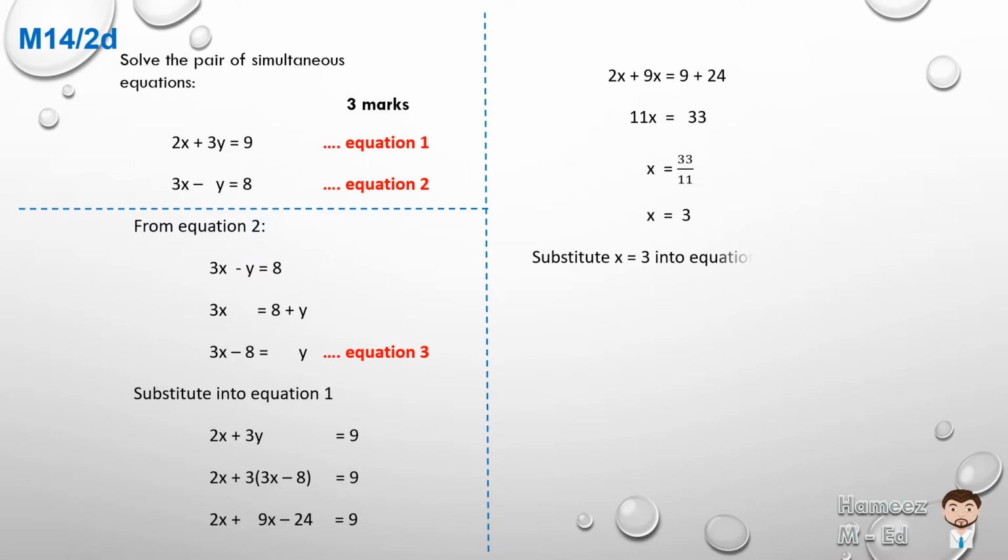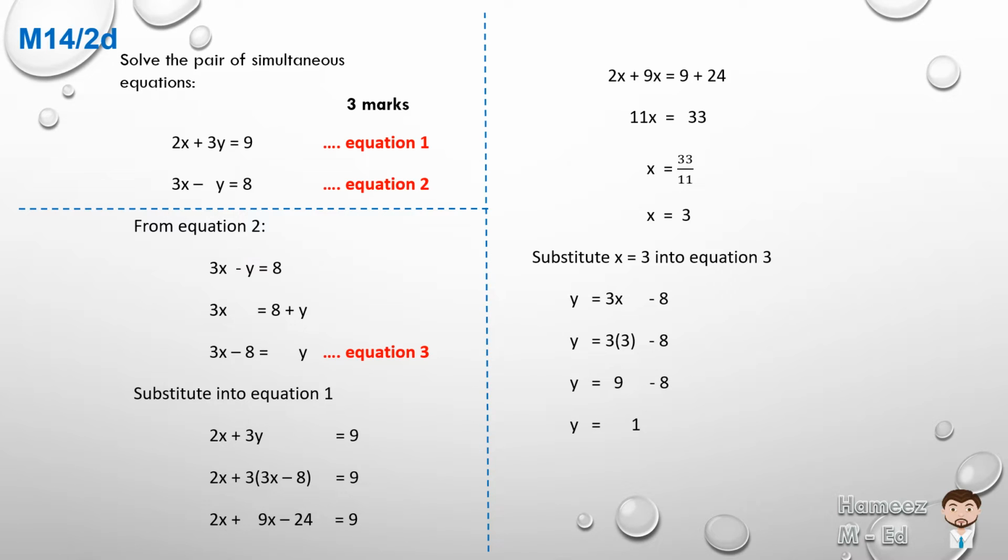So let's substitute x is equal to 3 into any one of the three equations. I'll pick equation 3 because it looks the simplest. y is equal to 3x minus 8. And we know x is 3. So we rewrite the equation, substituting the x value in there. So y is equal to 3 by 3 minus 8. So y is equal to 3 3s are 9 minus 8. y is equal to 1.